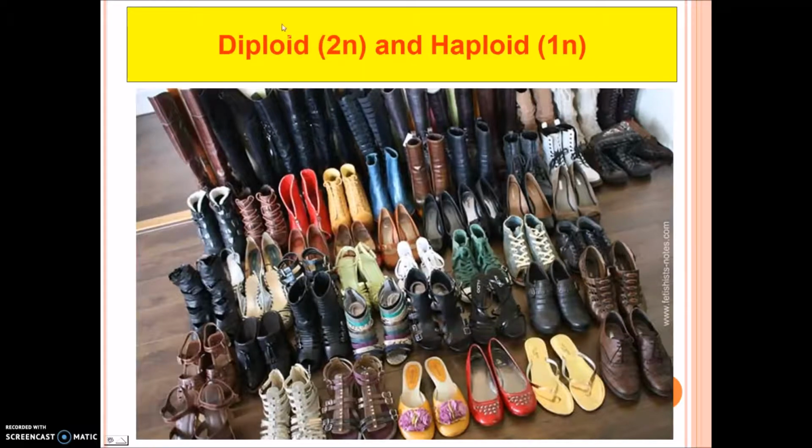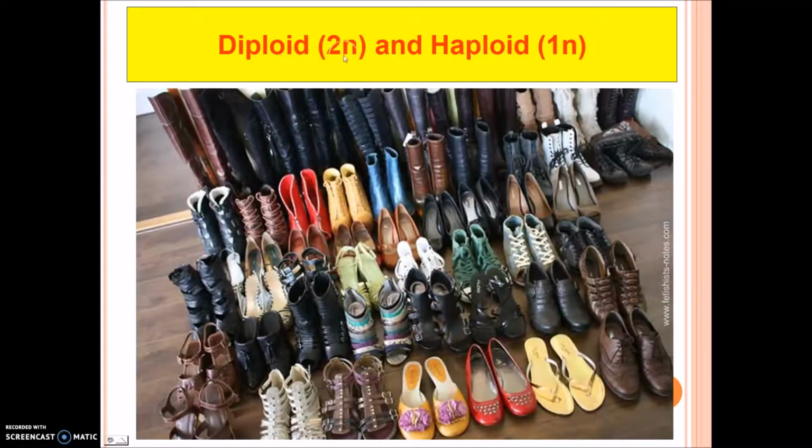So the point is that mother and father each give you a set, so two sets. But if your father only gives you the right one, you only have one set. And if your mother only gives you the left one, you only have one set as well. So 1n plus 1n becomes 2n. That's the metaphor of diploid and haploid.